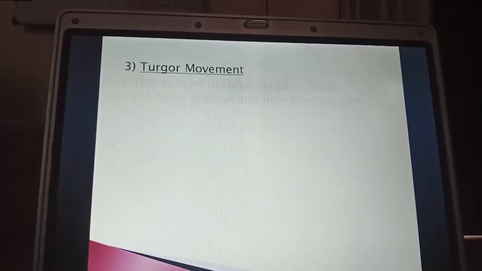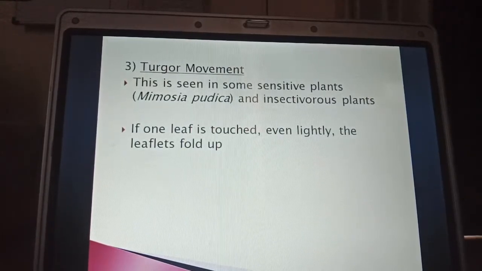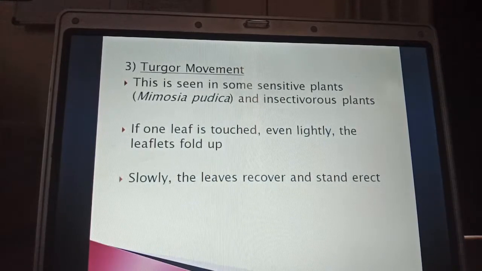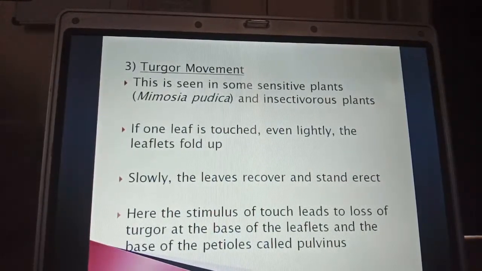Turgor movement. This is seen in some sensitive plants like Mimosa pudica, commonly called the touch-me-not plant, and also in some insectivorous plants. If one leaf is touched even lightly, the leaflets fold up. Slowly the leaves recover and stand erect when left undisturbed. Here the stimulus of touch leads to the loss of turgor at the base of the leaflets and the base of the petioles, called pulvinus.